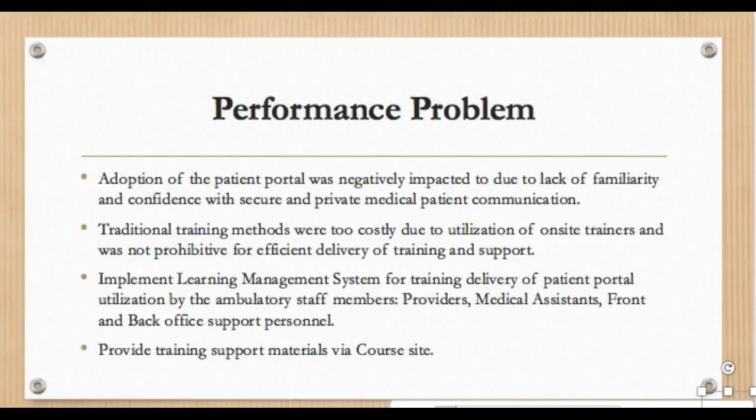Performance problem. The adoption of the patient portal was negatively impacted due to the lack of familiarity and confidence with secure and private medical patient communication. Traditional training methods were too costly due to utilization of on-site trainers and were prohibitive for efficient delivery of training support. Implementing a learning management system for training delivery of the patient portal, for utilization by the ambulatory staff members, providers, medical assistants, front and back office support personnel, provides training support materials via CoreSite.